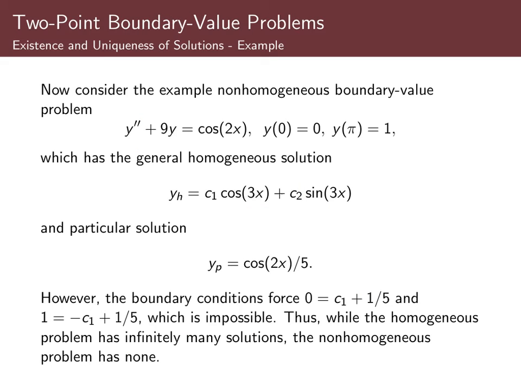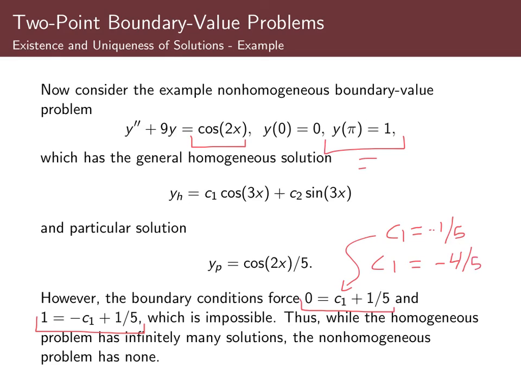And if we go up to the non-homogeneous case, again with the right-hand side cosine of 2x and the second boundary condition being y of pi equals 1, we end up with a system of equations that imply that c1 is both negative a fifth and minus 4/5 at the same time. Of course, this is impossible. So the homogeneous problem had infinitely many solutions, but the non-homogeneous problem had 0 solutions.